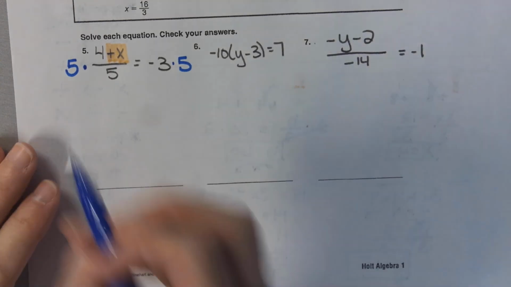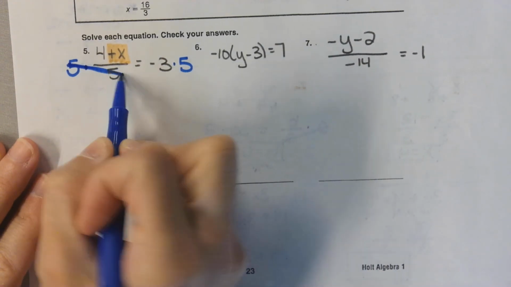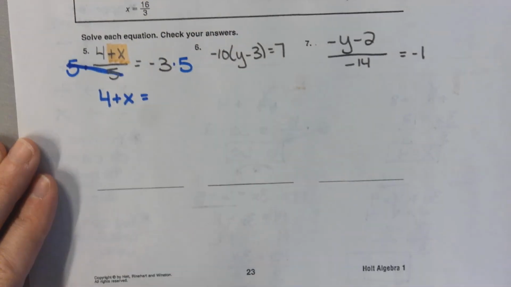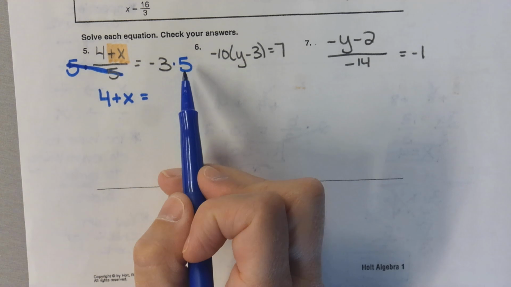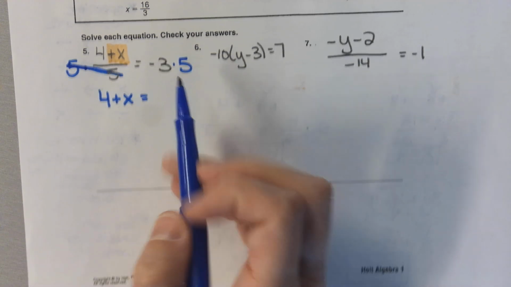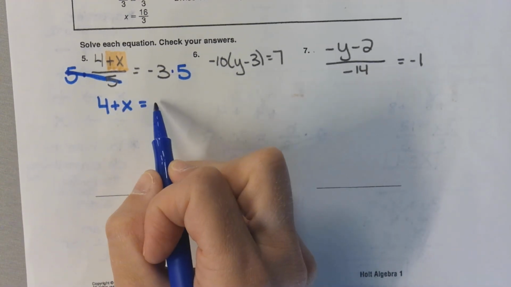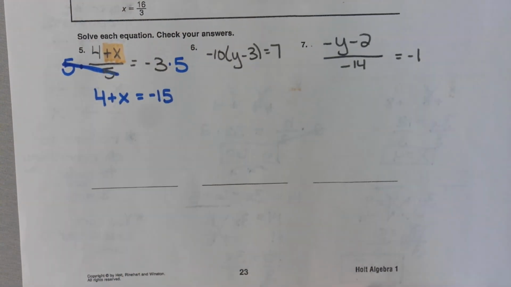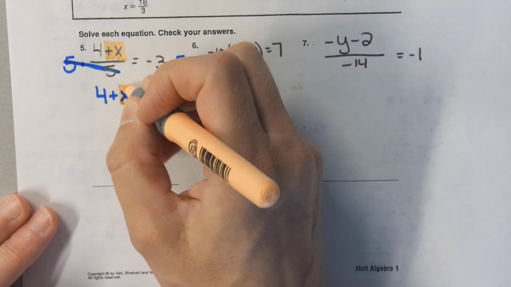Alright, so then these 5's will cancel. So I get 4 plus x equals negative 3 times a positive 5. 50. Careful. Oh. Negative 15. Okay. Now, this should look like a problem we saw last week. X isn't quite alone yet. So again, remember what you're trying to get. You're trying to get this x all by itself.